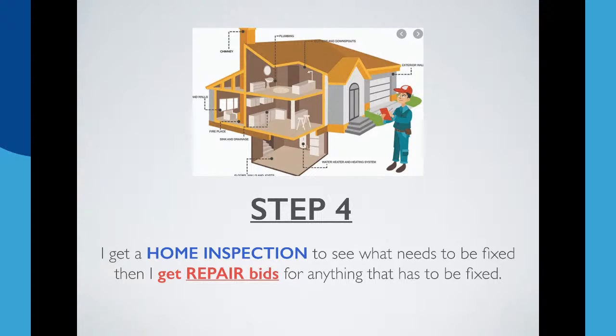But the start is a home inspection. The home inspector will itemize everything that's wrong with the house: roof, foundation, plumbing, flooring, you name it. The cost for a home inspection can range anywhere from $250 to $300, but it's way worth it.